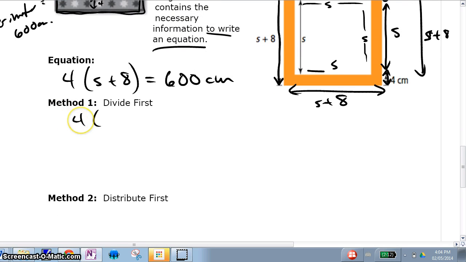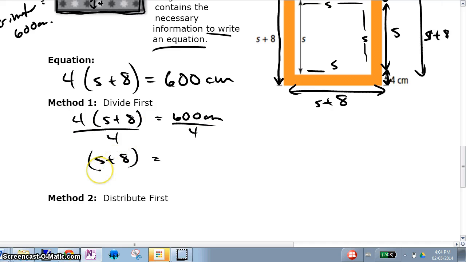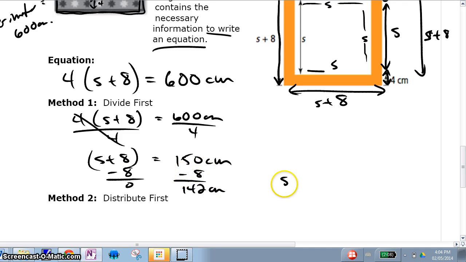So 2 ways now to solve that, and you saw these briefly the other day. The first is to divide first. So if we've got 4(s plus 8) equals 600 centimeters, then we can divide by that 4. We can figure out each side length. So each s plus 8 piece must be 600 divided by 4, so must be 150 centimeters. Now we can just take away the 8, and we get 142 centimeters. So s is equal to 142 centimeters.